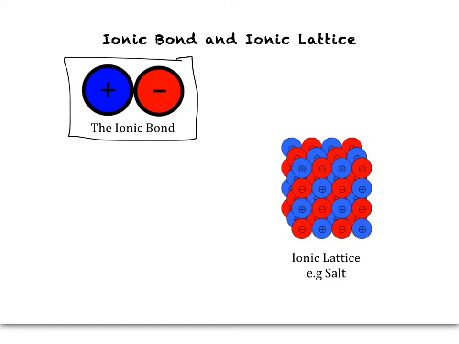Millions and millions of ions come together to form an ionic lattice. Notice that each positive cation is surrounded by 6 negative anions, 4 around the sides, 1 at the back and 1 at the front. Each negative anion is also surrounded by 6 positive cations. This is the structure of salt, sodium chloride.